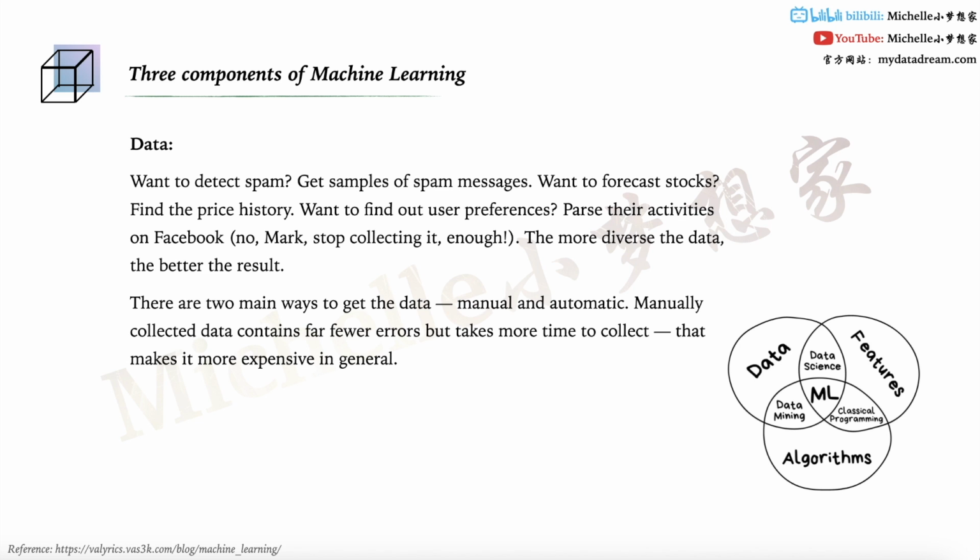There are generally two ways. One is that we can collect data manually, which is relatively time-consuming and cost-intensive. Not very efficient, but the advantage is that there are relatively fewer errors.